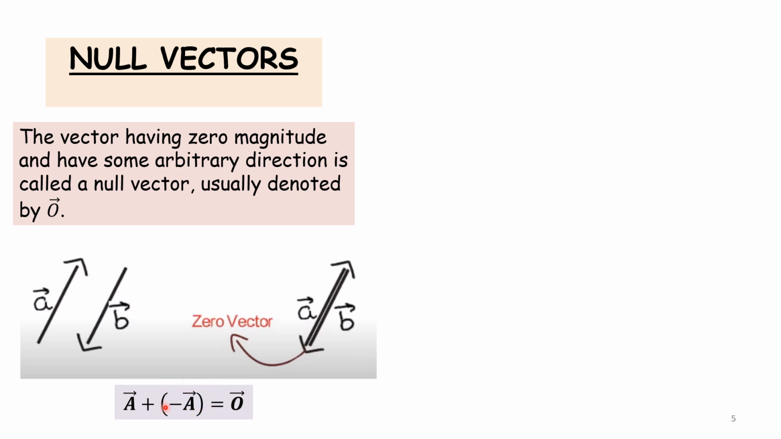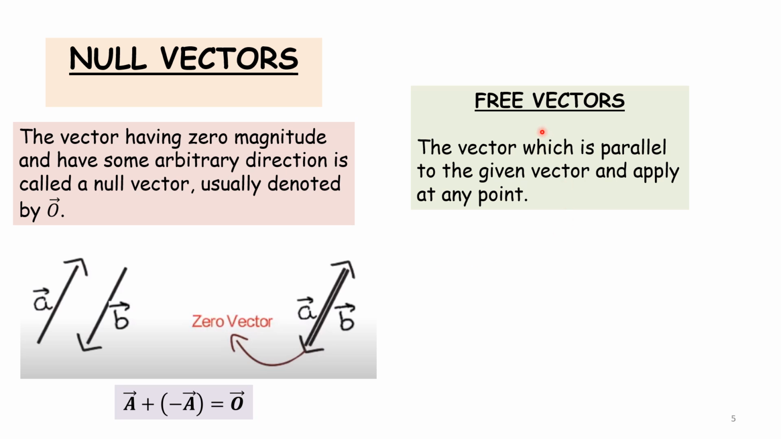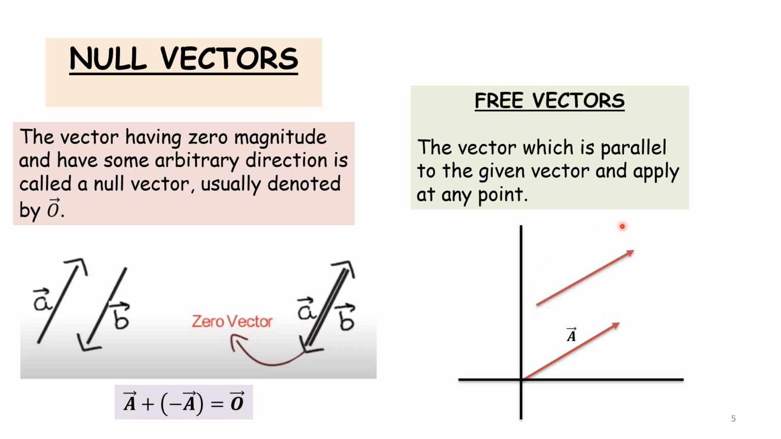Then we have the concept of free vectors: a vector which can be displaced parallel to itself. Here you can see this is the x-axis and y-axis, and let's suppose I have some vector A, and I want this vector A to be drawn over here. So I can displace this vector A parallel to itself without changing its magnitude and direction. This is called a free vector, and this concept is usually used in different types of derivations.